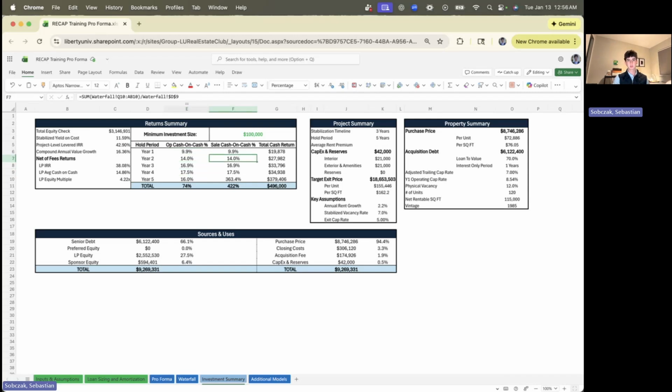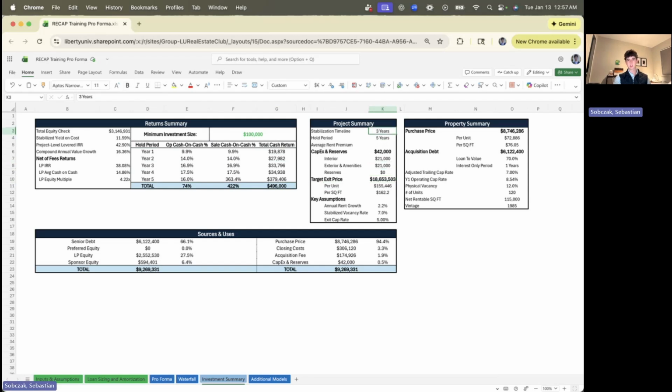And these numbers are obviously going to be the same until you reach sale, which will then take into account the distribution for the sale. And then our total cash return is taking E6, our operations cash on cash, multiplying that times F3, which is our minimum investment size, and then adding your sale cash on cash times, again, the minimum investment size of F3, and that gives you your total cash return for year 1, year 2, year 3, year 5, and then your total.